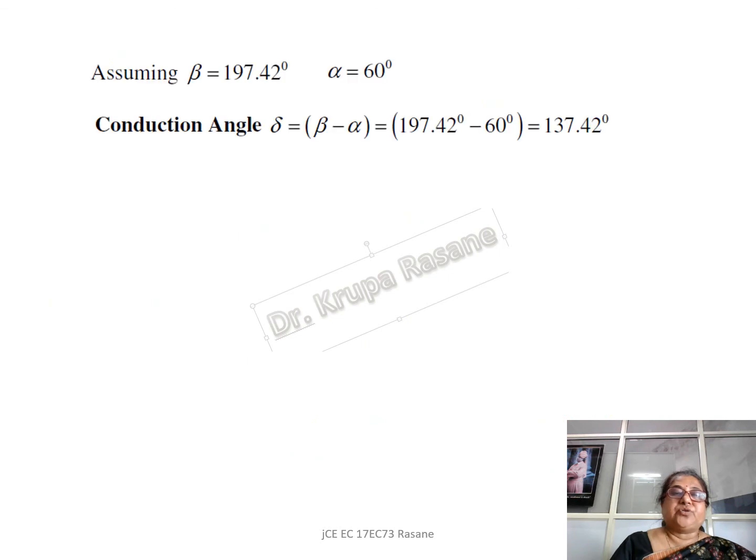So what we have done is we have stopped and we have assumed that beta is 197.42 degrees, and alpha we know as 60 degrees. With this, I will get the conduction angle equal to beta minus alpha, which is 197.42 minus 60. So I got the conduction angle as 137.42.